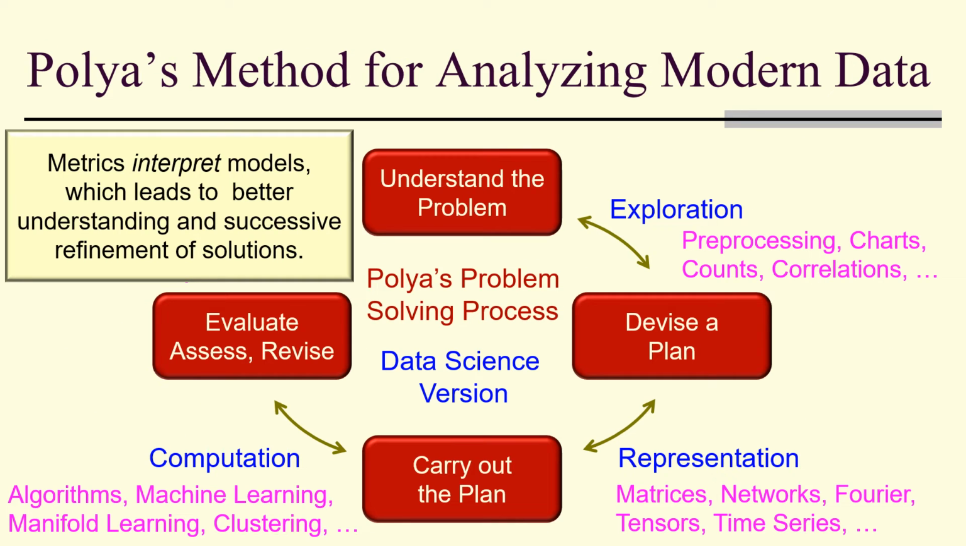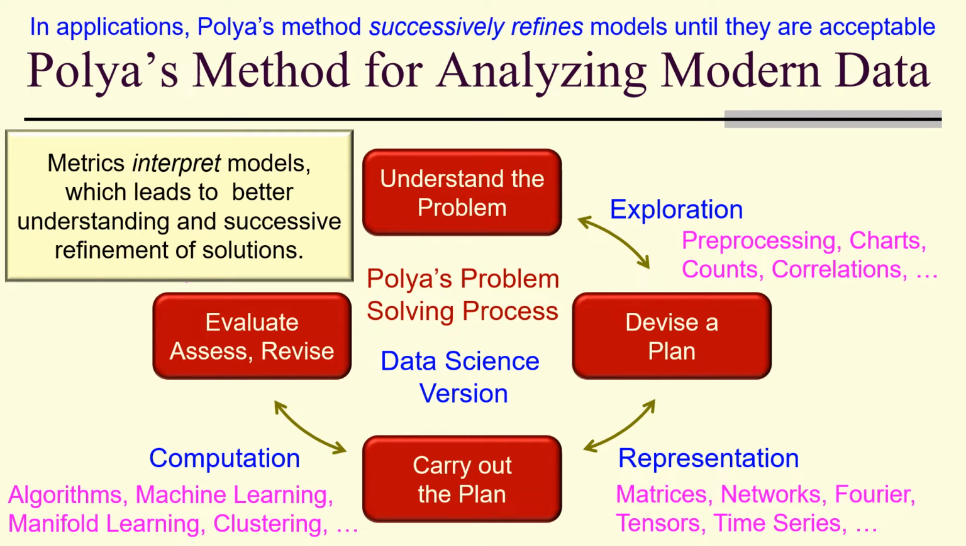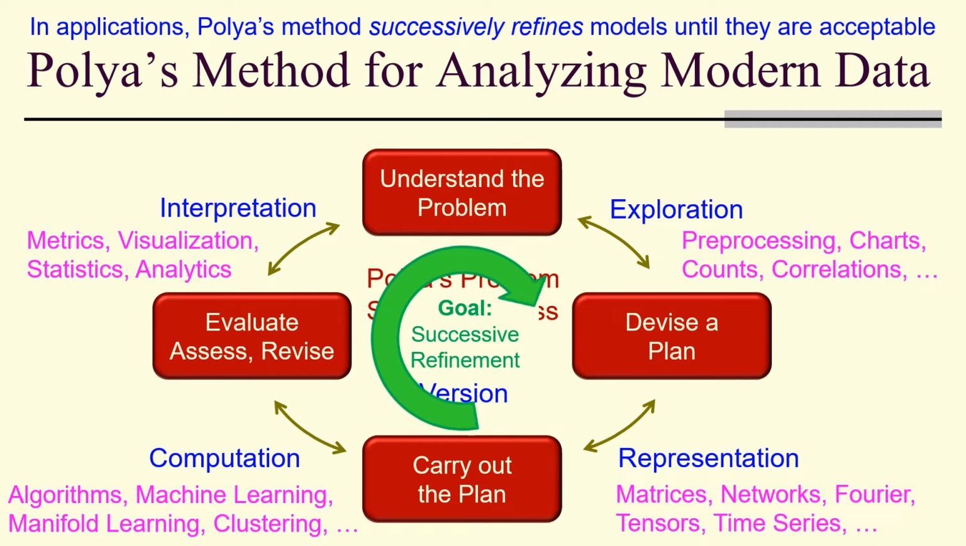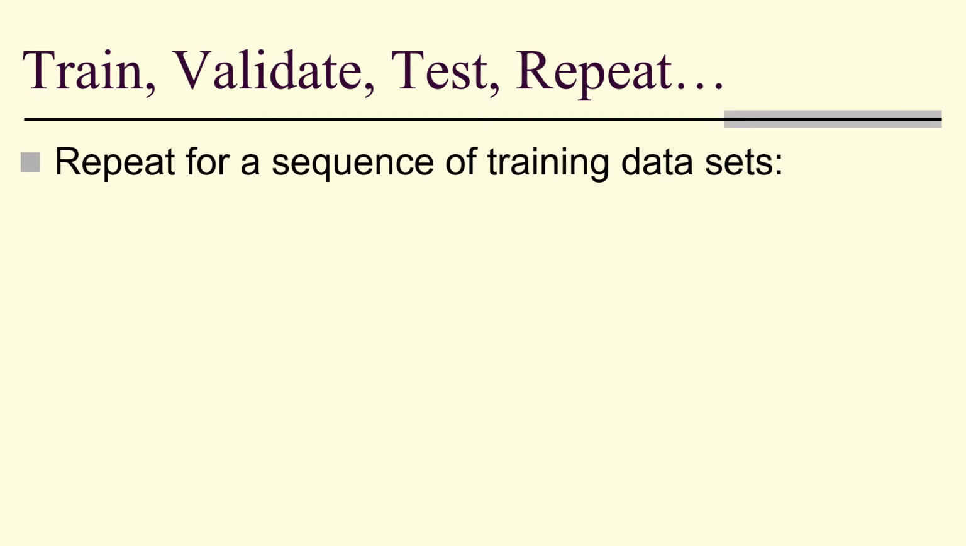So remember Polya's method? We got to where we had metrics to interpret models, and that leads us to a better understanding and successive refinement of solutions. And that means we can now do this entire process, successively refining. So how do we do that? Well, train, validate, test, repeat.